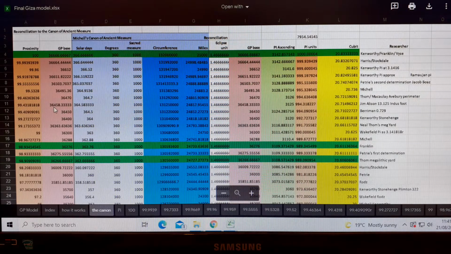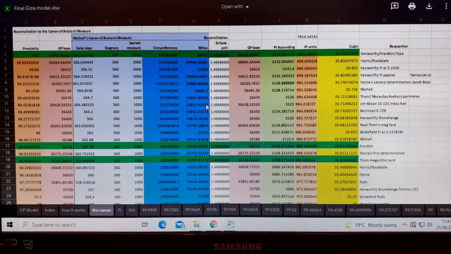We look at the Giza base, 36458.333. Divide that by 100 inches. We get 364.5833 solar days. And we put that in Michel's canon of ancient measure. So we multiply that by 360. Then by 1,000, which is sacred measure up there, and we get 131250000. Divide it by 5,280. We get Jim's calculation of the Earth's circumference.